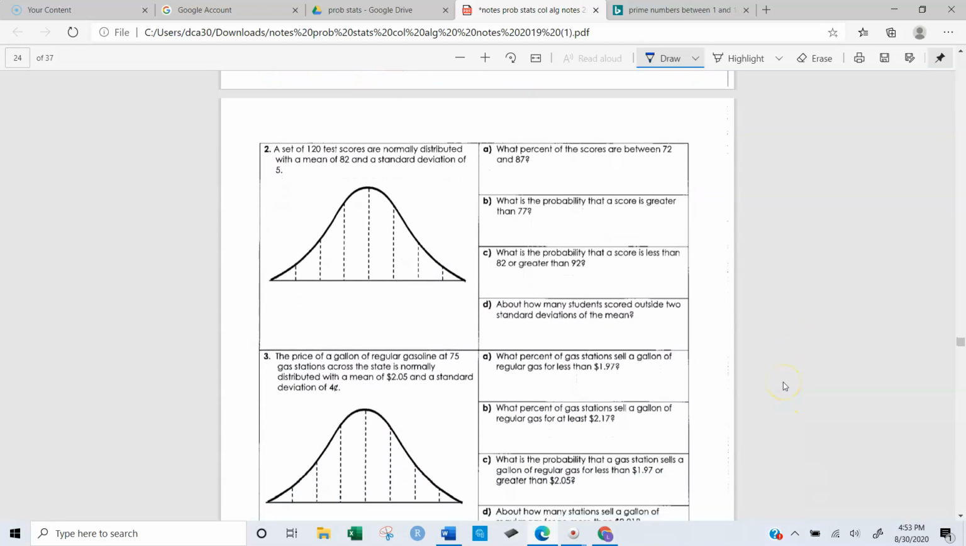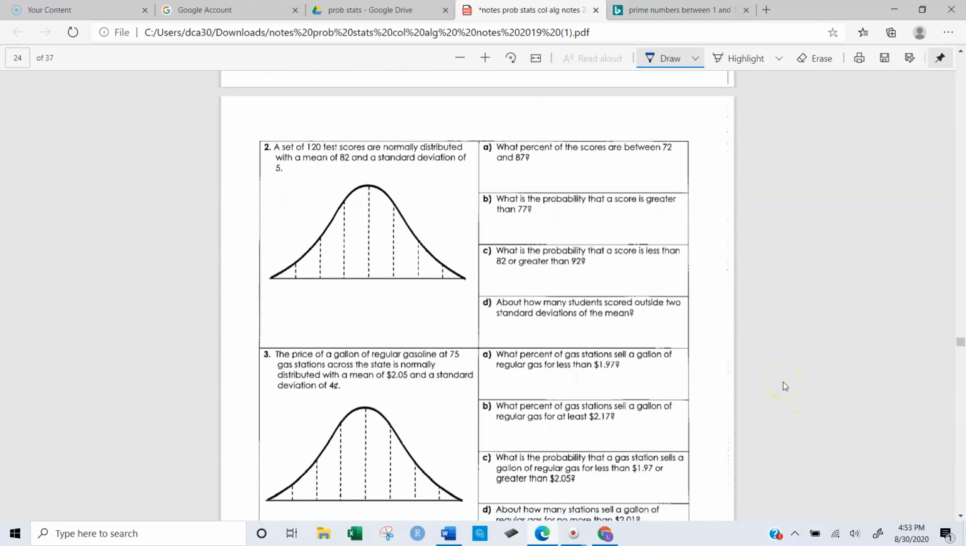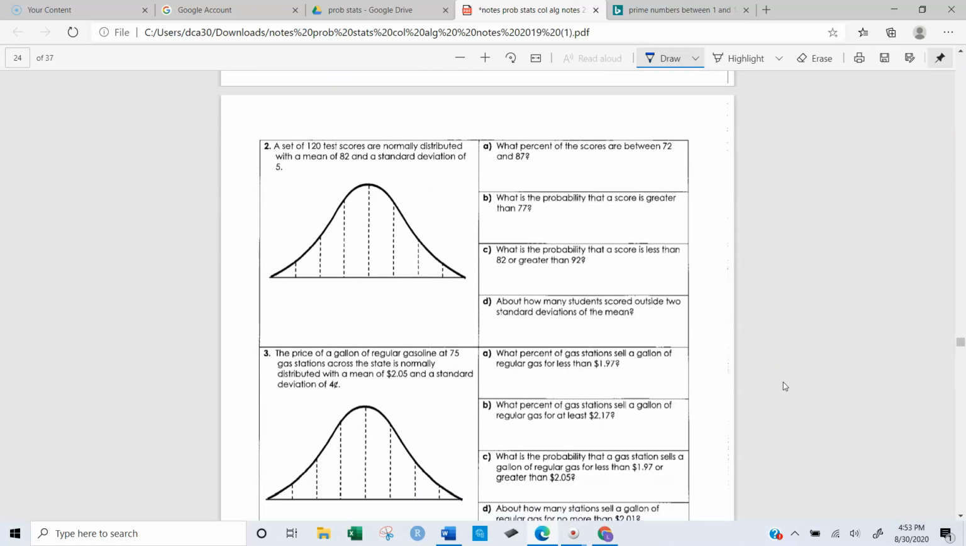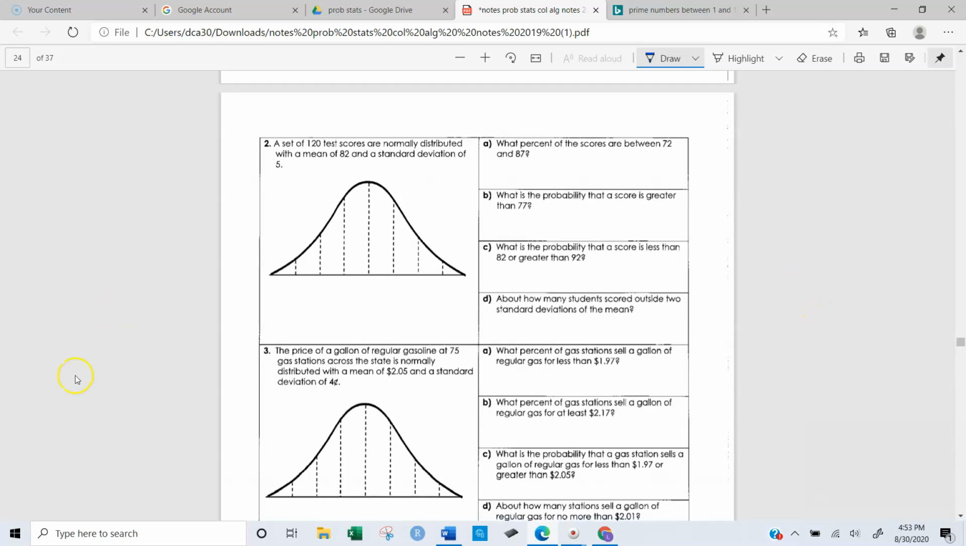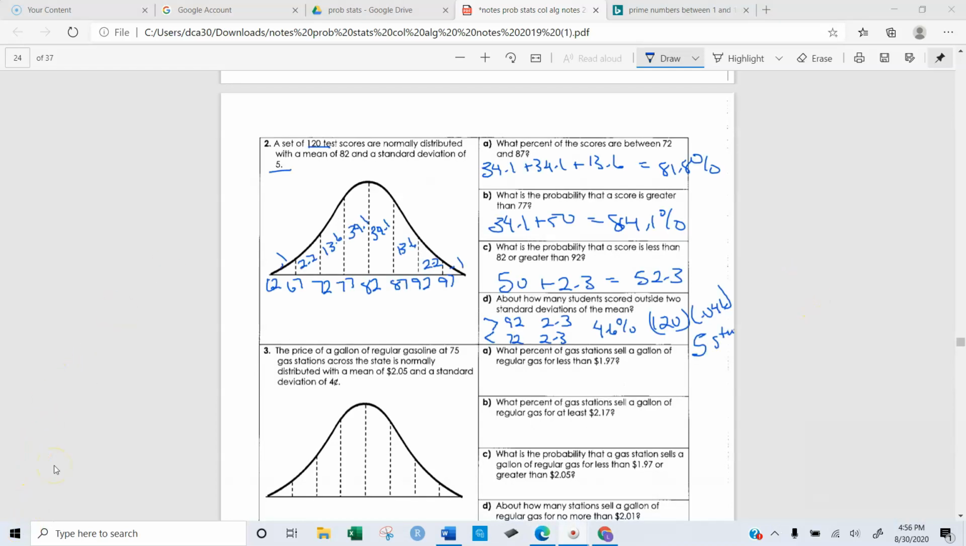Okay, let's see, which one do we want to do? Which one's more interesting? Let's just do the top one and we'll skip the other two. Okay, pause and try yours. Okay, I hope you did well.